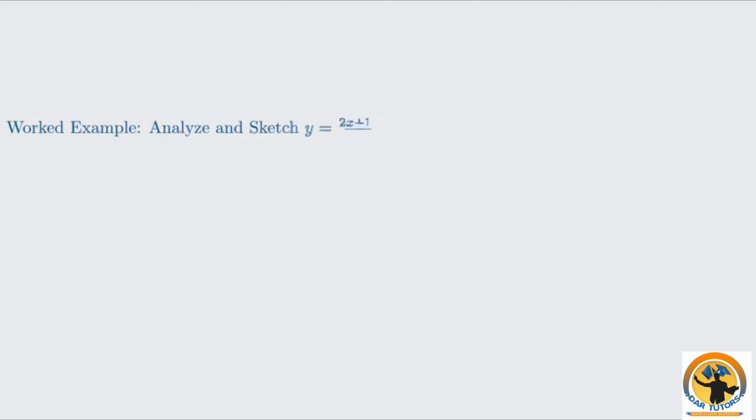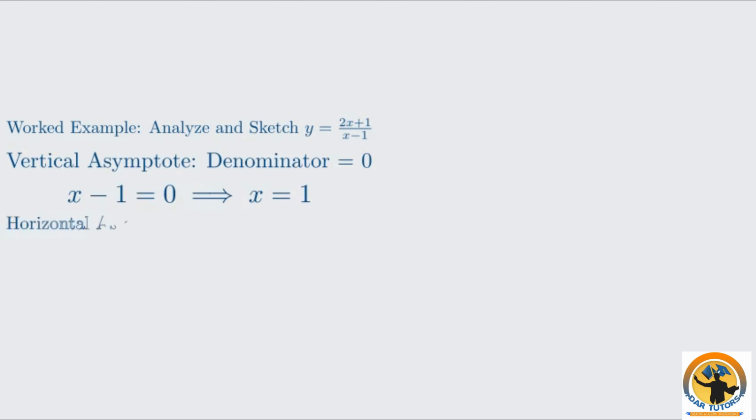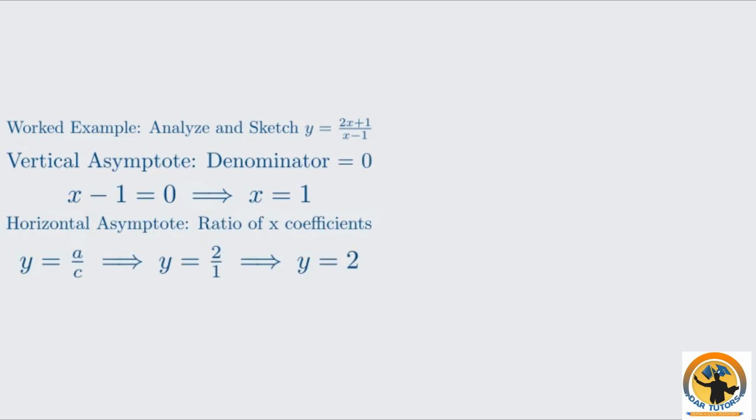Let's apply these rules to a worked example. Consider the function y equals 2x plus 1, all divided by x minus 1. Our goal is to analyze it completely and sketch its graph. First, let's find the vertical and horizontal asymptotes. We'll use the general form rules. For the vertical asymptote, we set the denominator to 0. x minus 1 equals 0 gives us x equals 1. For the horizontal asymptote, we take the ratio of the coefficients of x, 2 over 1, which is 2. So the asymptote is y equals 2.